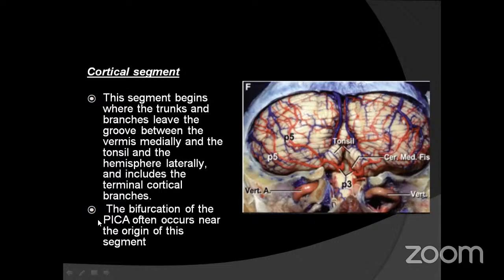The bifurcation of the PICA often occurs near the origin of this segment. So as we can see, P1 and P2 will be present anteriorly and laterally, P3 runs here, P4 runs in the fissure, and P5 is going to supply the suboccipital surface of the cerebellum.